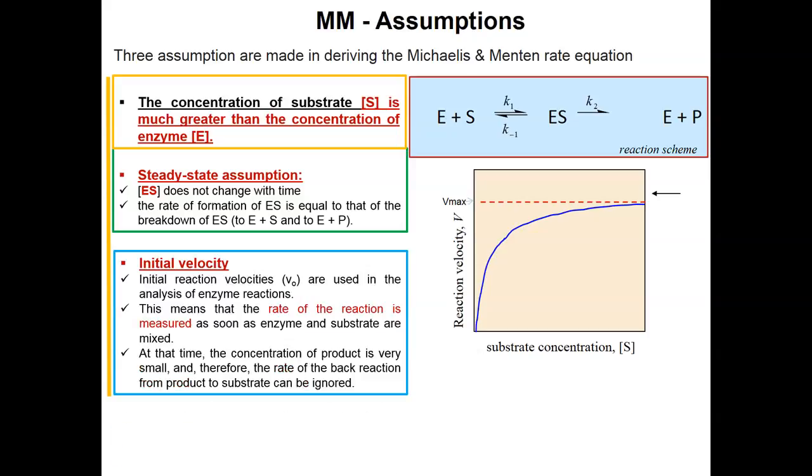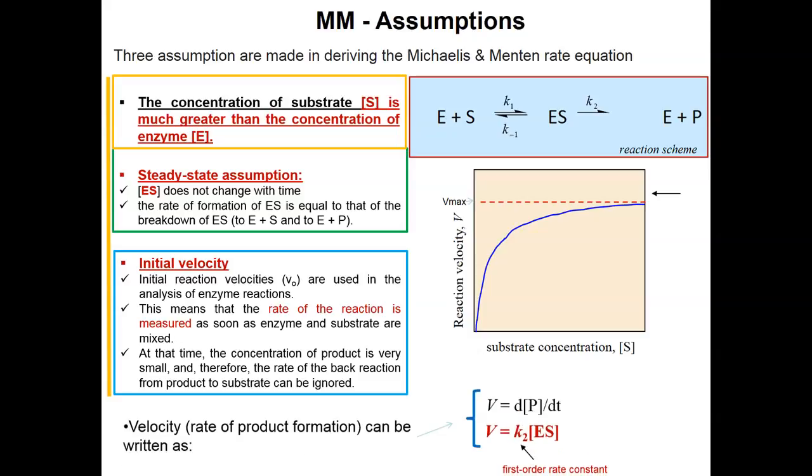Now the initial velocity, as I said, the enzyme kinetic reaction is measured at the initial velocity, when the substrate concentration is the highest, the time is the shortest, and the product concentration is the lowest. Okay, so initial velocity. So you made those three assumptions, all right?